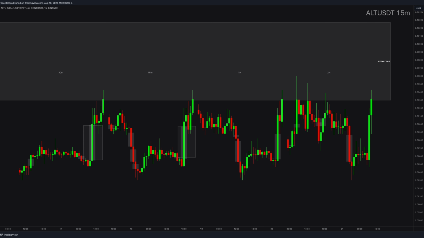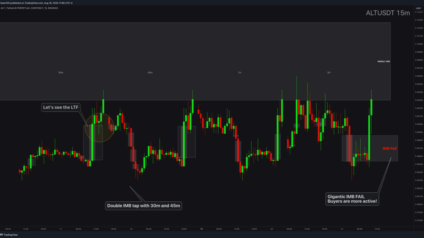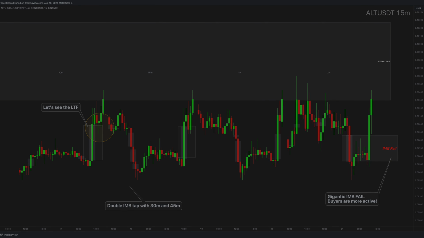Even though we had a poor bias, I have noticed that there is this double imbalance tapped here with 30 and 45-minute charts. Moreover, this gigantic imbalance fail in the 4 hours time frame giving me more ideas about buyer power. It's obvious that people try to get in this coin. Let's drop to the minute-based charts and talk more.